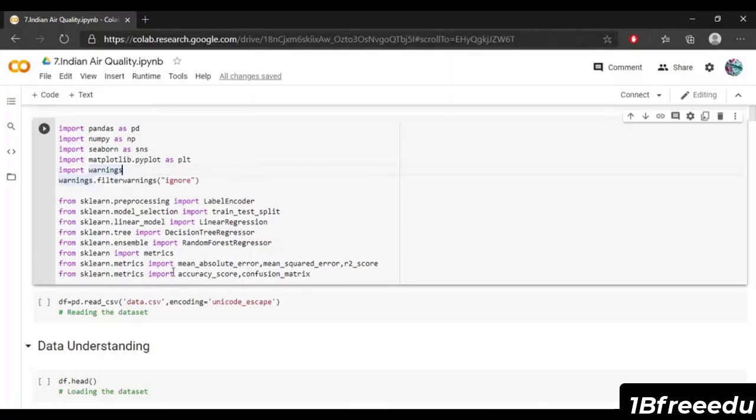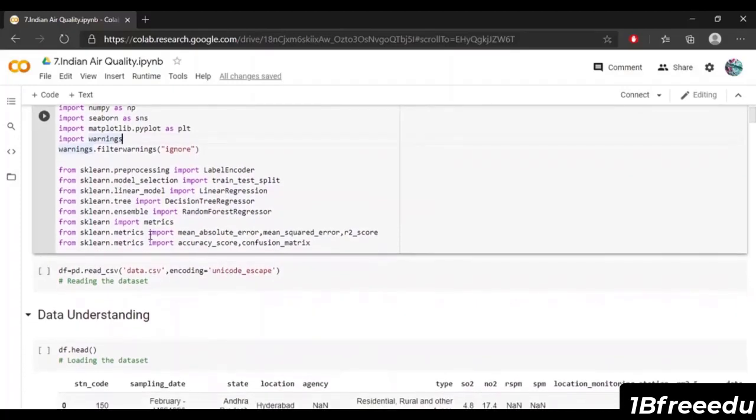And over here you can see I have imported metrics. These metrics are going to help us evaluate our models and check how our model has performed. And we can again use other models as well, which is the XGBoost regressor and so on. But for now, let us see how these three models have performed.